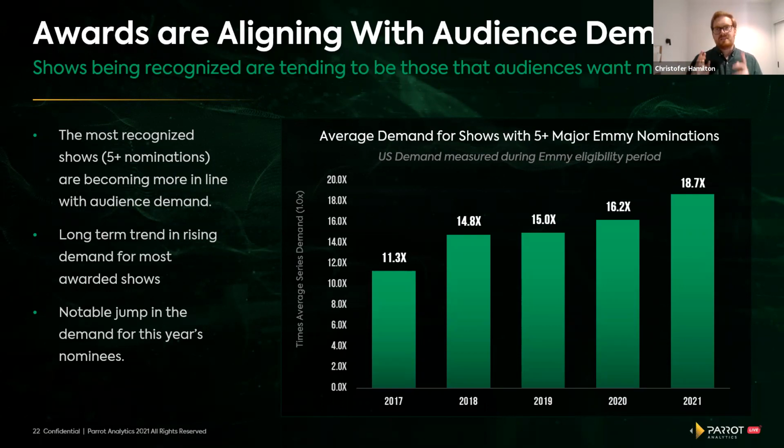So what's that number mean? That means that of shows that received 5 or more major Emmy nominations, the average demand for them during the Emmy eligibility period was 18.7 times the average series demand. Now, what does this mean? This means that shows getting recognition with Emmy nominations are tending to be those audiences want the most. And it's been trending in the right direction. So this is relevant because I know award shows like the Emmys have taken a lot of criticism for being out of touch. But this result shows that they're moving in the right direction, at least. So yeah, one of my favorite findings from the quarter.